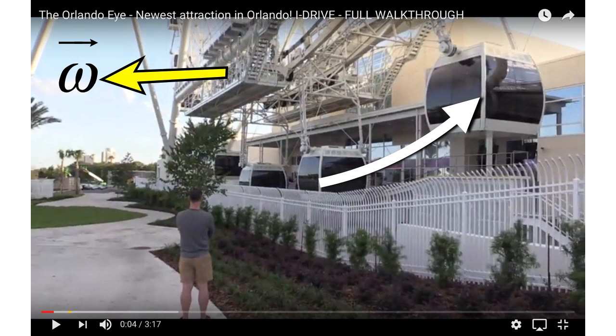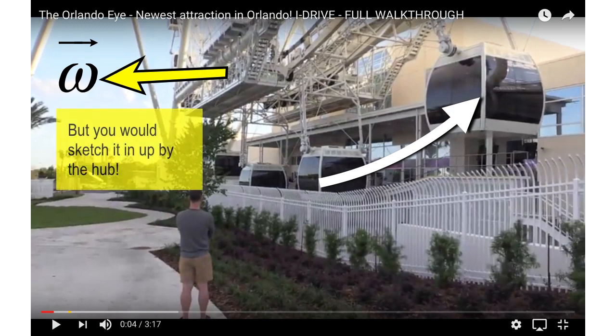At any rate, the angular velocity arrow is pointed towards Cocoa Beach. Now he's on the other side, the east side, so looking at it, for him it's going counterclockwise. So here's how it would look, except that you would put the arrow up there by the hub.